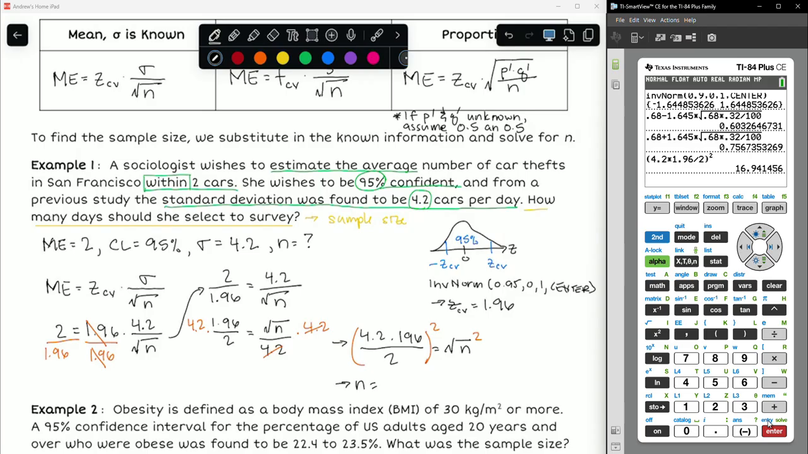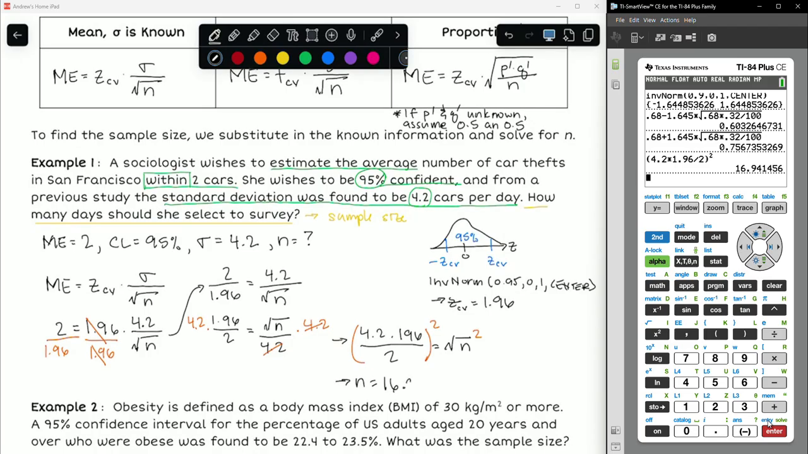19.9, or not 19.9, sorry, 16.9. And I can't have 16.9 of a person or 16.9 of a day, so we round this up to 17 days. In order to ensure that she's getting her estimate for the average number of car thefts within 2 cars, plus or minus 2 cars, she needs to survey at least 17 days.